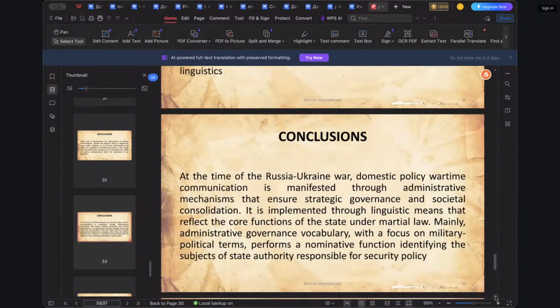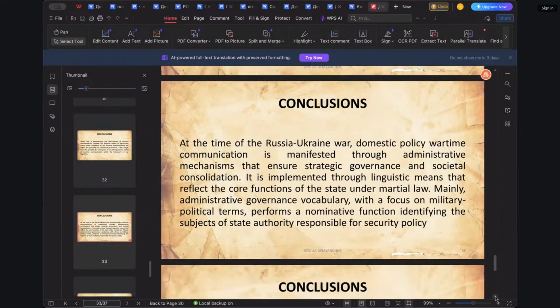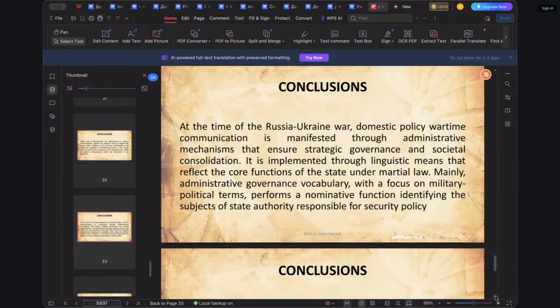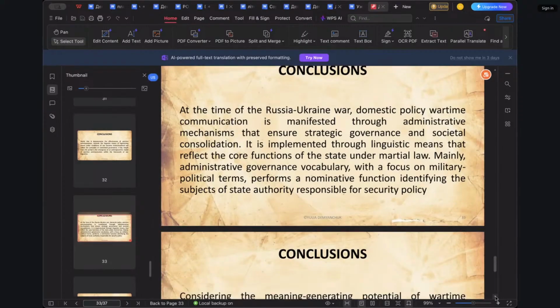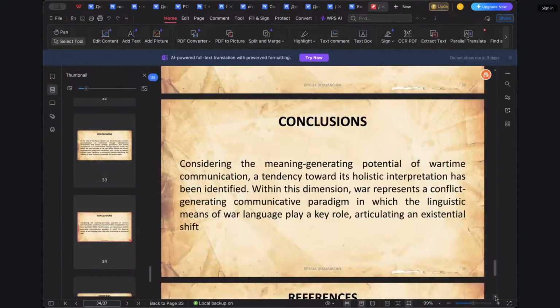What is important from comparing three periods, at the time of the Russian-Ukrainian war, domestic policy wartime communication is manifested through administrative mechanisms that ensure strategic governance and societal consolidation. It's implemented through linguistic means that reflect the core functions of the state under martial law, mainly administrative governance vocabulary with a focus on military political terms and security policy.